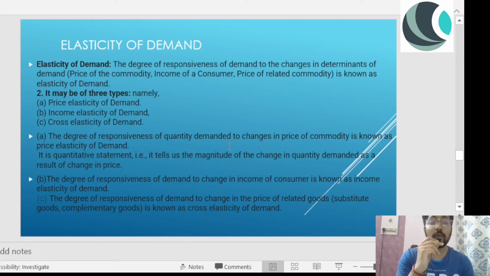Lastly, the degree of responsiveness of demand to change in price of related good, because we are now talking about related goods, substitute goods or complementary goods. So because of my substitute's price, how much is the change in the demand of my product, I have to know. That will be clear through the cross elasticity of demand. So this is about elasticity of demand. People usually are confused. So that is the responsiveness of demand to the change in determinants. You have to remember the determinants. First is price, second is income, last is the price of related commodity, that is substitute or complementary goods, right?